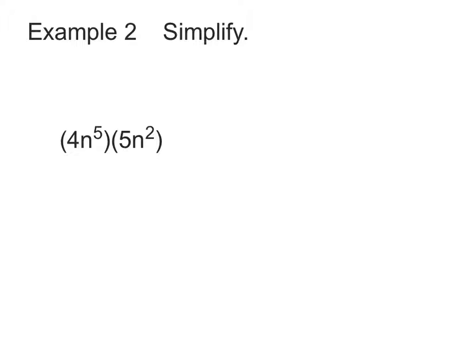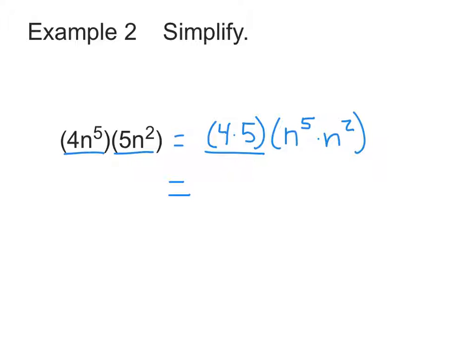In example 2, same thing. We want to take this monomial and multiply it times this monomial. I'm going to do this by using the associative and commutative properties. I'm going to group the numbers with the numbers, and this is all multiplication. So I'm going to have 4 times 5, and then I'm going to multiply the powers with the powers, n to the 5th times n to the 2nd. Then 4 times 5 is 20, and I can just add the exponents, n to the 5 plus 2. 5 plus 2 is 7, so I get 20 n to the 7th power.